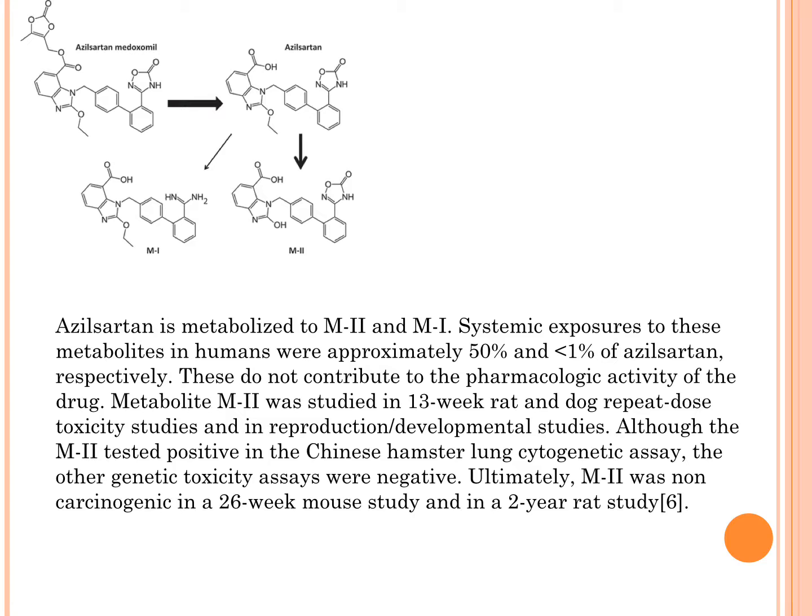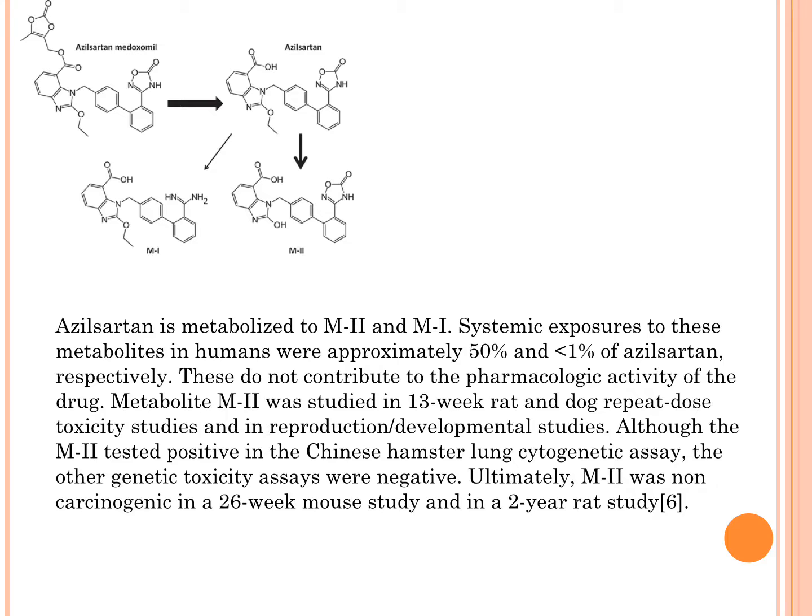The level of the systemic exposure of the major metabolite, that is M2, is 50% of that of the azilsartan, and the minor metabolite M1 level is less than 1% of that of the azilsartan. Both of these metabolites do not contribute to the pharmacological effects of the drug. That means they do not bind to the same receptor as azilsartan, but at the same time their affinity for other targets or off targets was not available. That is why it is necessary to establish the safety and toxicity of these metabolites. Since M2 is present at greater than 10% of that of the azilsartan, it was necessary to evaluate the safety and toxicity of the M2.